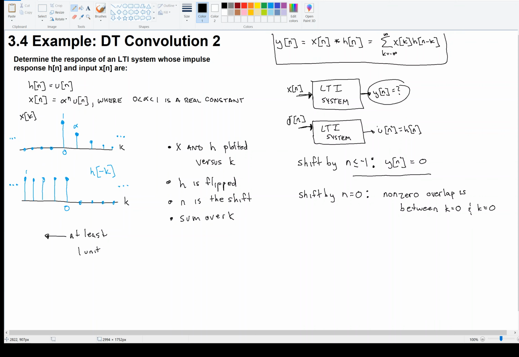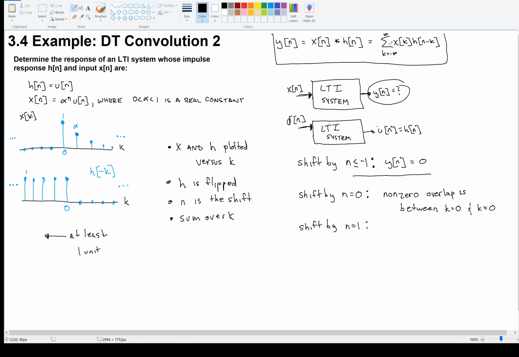So it's kind of a weird thing to say, but it'll make sense in a second when we shift by something else. What I'm trying to do is find a pattern between my shift and the region of overlap, because I'm going to have to compute this sum, and I don't want to sum over more terms than I have to. I just want to find the non-zero region.